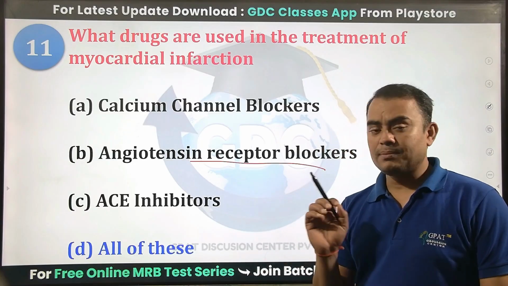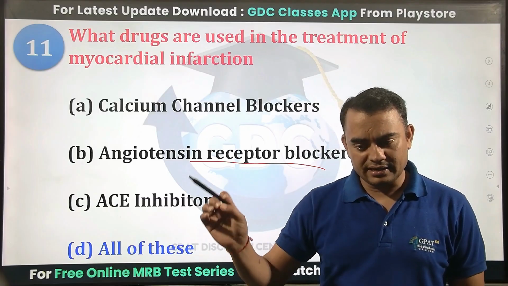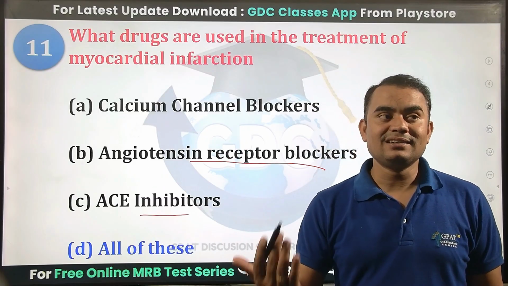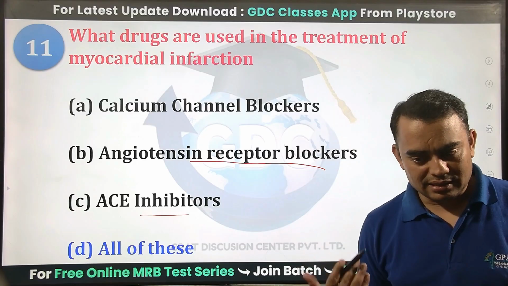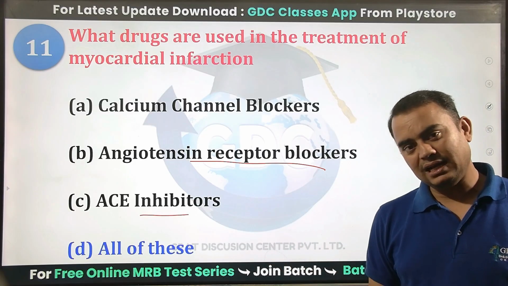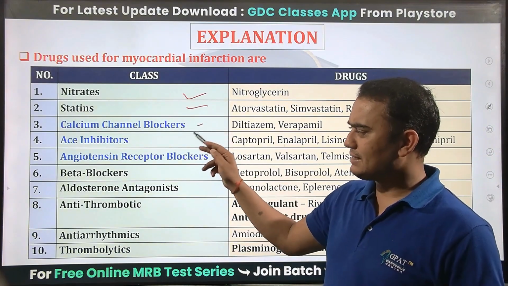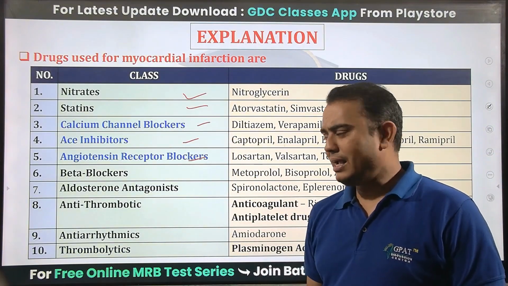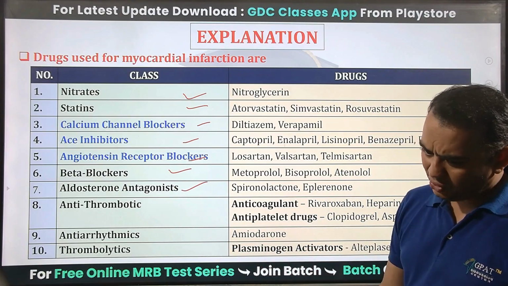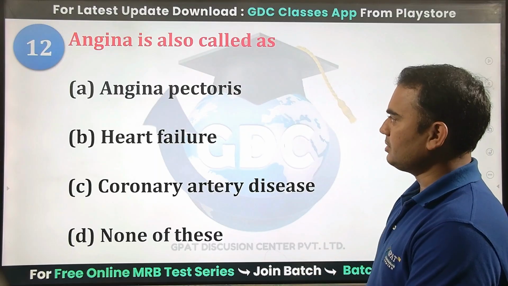Under the angiotensin receptor blockers, all the sartan class drugs: valsartan, candesartan, irbesartan, telmisartan. ACE inhibitor means pril class drugs, that means captopril, lisinopril, enalapril, ramipril, perindopril. All the pril drugs come under the ACE inhibitors. So all these classes, nitrate, statin, calcium channel blocker, ACE inhibitor, ARB, beta blocker, aldosterone antagonist, antiarrhythmic drugs, all these drugs can be used in myocardial infarction.